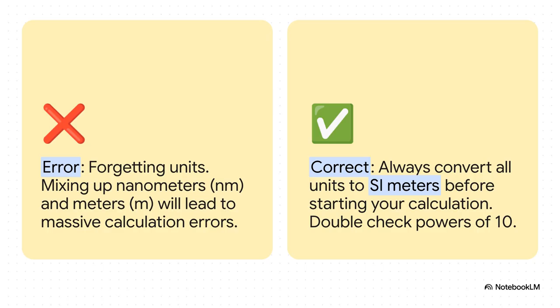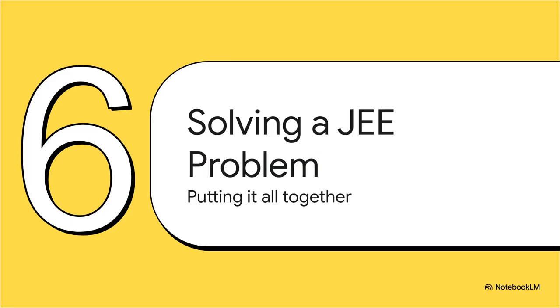Second, using the wrong formula. Don't grab the single slit diffraction formula for a double slit interference problem. Always check what the question is asking for. Theory is great, but applying it is what really gets you that rank.